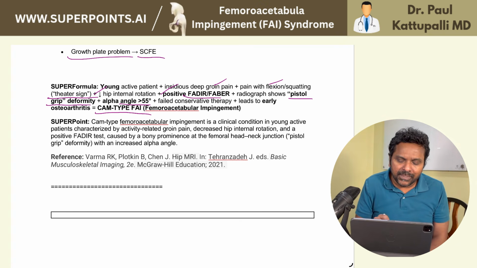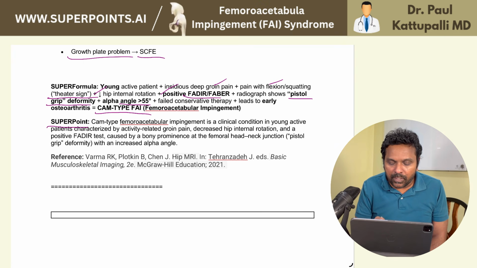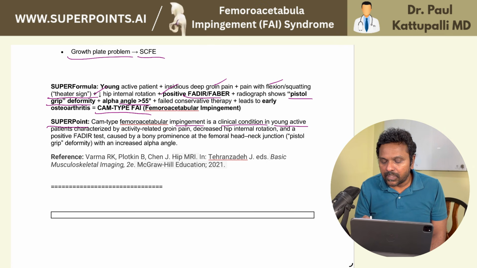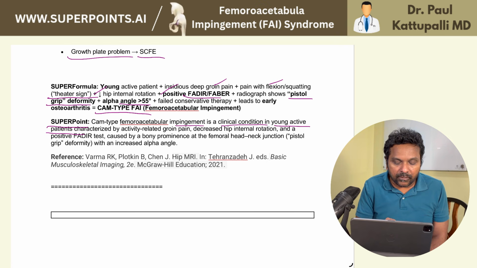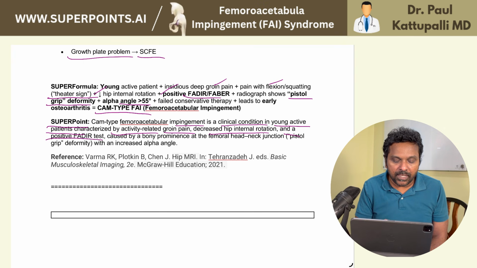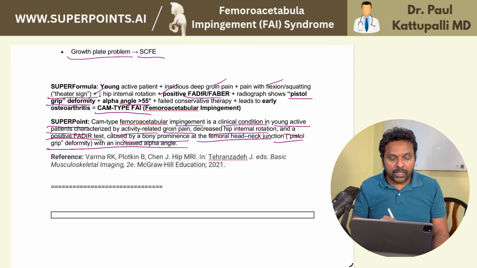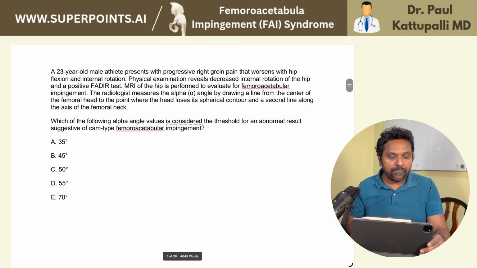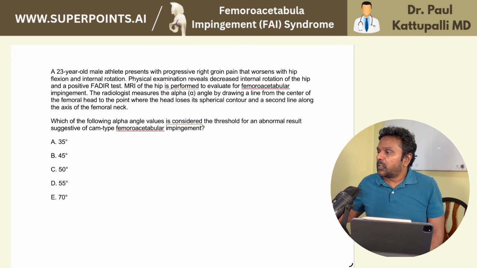It's CAM type FAI. So, what is the super point here? CAM type femoroacetabular impingement is a clinical condition in young active patients characterized by activity related groin pain, decreased hip internal rotation, and a positive FADIR test caused by a bony prominence at the femoral head neck junction. All right, so this is a very important question. So, next we have another question. Please take a small break and we are going to discuss that question.